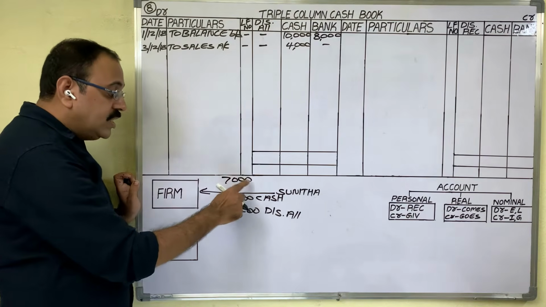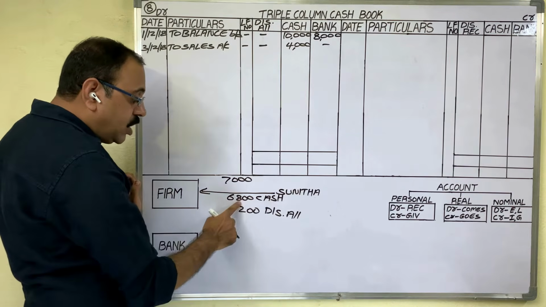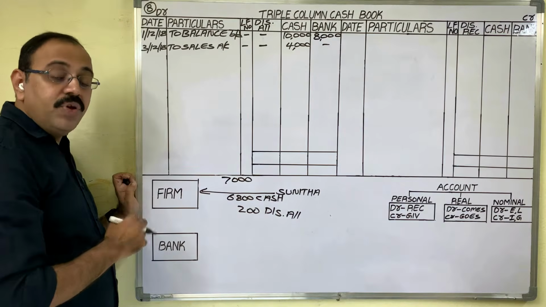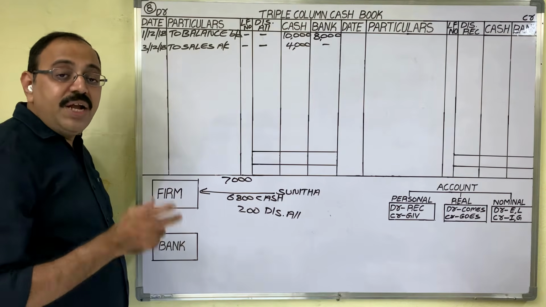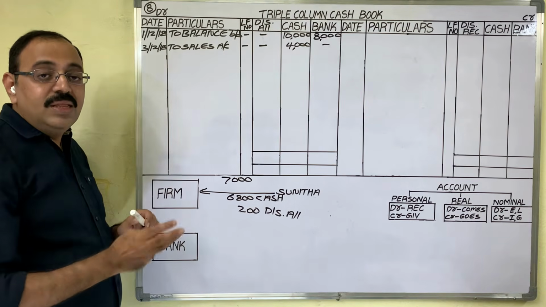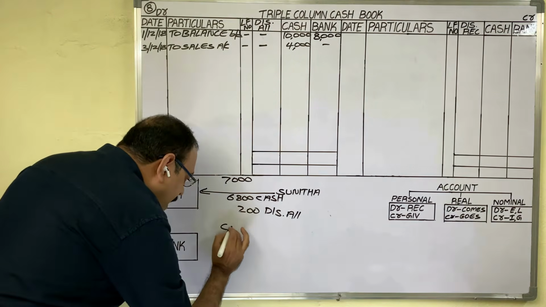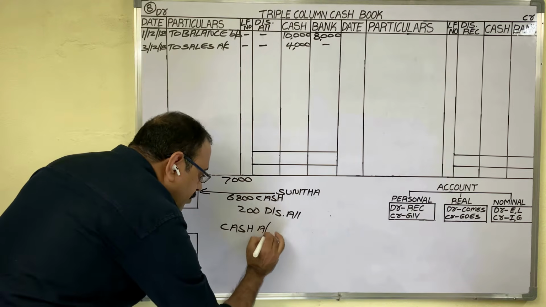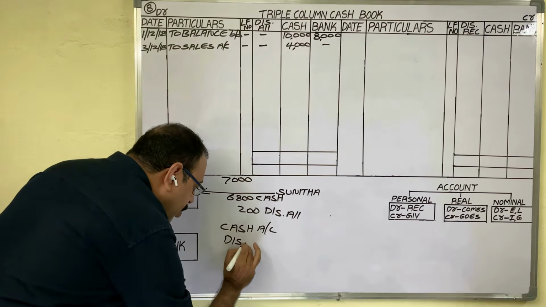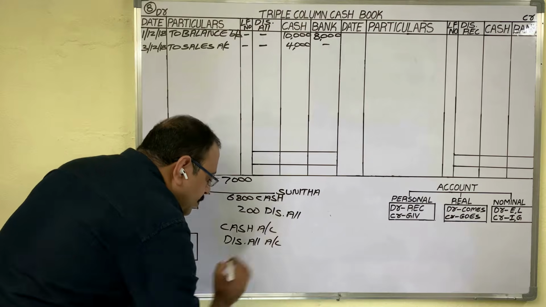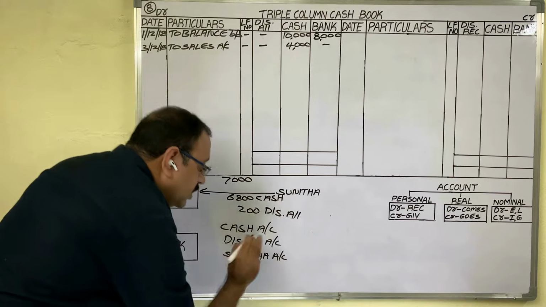Sunitha has to pay 7,000 rupees to us. As a final settlement, she is paying 6,800 rupees cash to us. We are allowing a discount of 200 rupees to her. This is a transaction. When discount is involved in the transaction, 3 accounts come. Cash is coming to us. Therefore, cash account is one account. The firm is allowing 200 rupees discount. Discount allowed is the second account. From Sunitha, this cash is coming. Sunitha account is the third account.